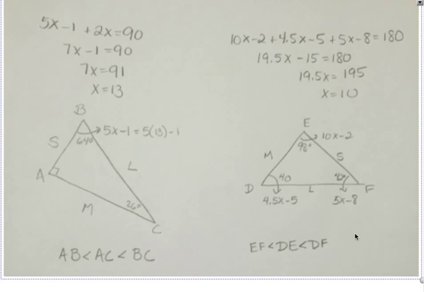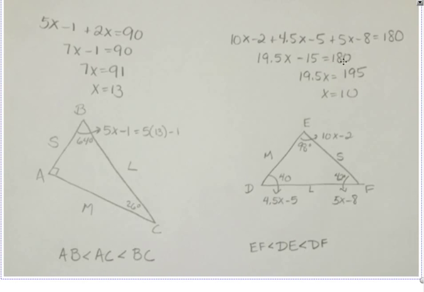Here they are. The very first thing I needed to do was to find the angle measures of each triangle. In the first triangle, I added the acute angles together and set it equal to 90 degrees. Then I solved for x. I found x was equal to 13. I plugged it in, and then I found each angle measure. I labeled my triangle small, medium, and large. Small side across from small angle, large side across from large angle, medium side across from medium angle. And then I ordered them. AB is the smallest side, AC is the medium side, and BC is the largest side.